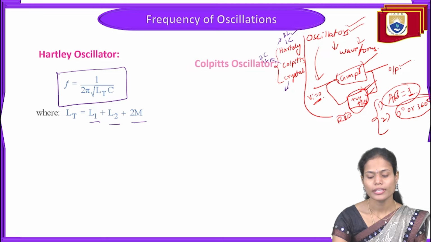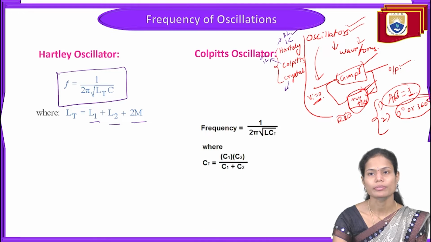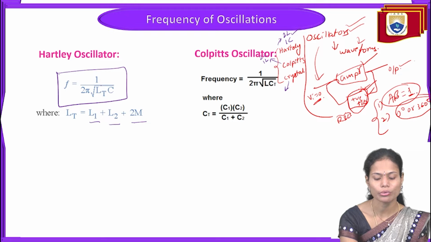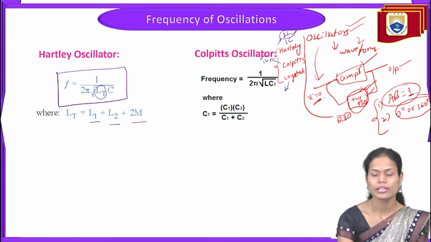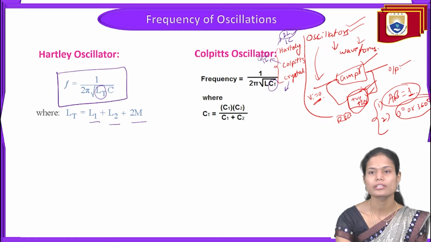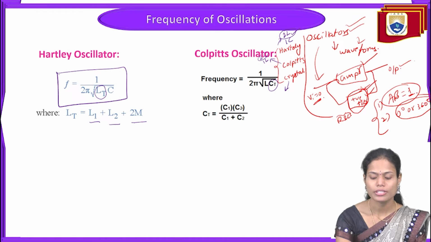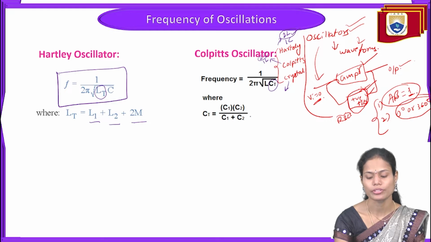Similarly, if we take the Colpitt's oscillator, the formula is 1 by 2 pi under root of L C total. In this case, L is the inductance, and C total because we have two capacitors in the Colpitt's oscillator. The two capacitors are in series here, so C total is C1 C2 by C1 plus C2.